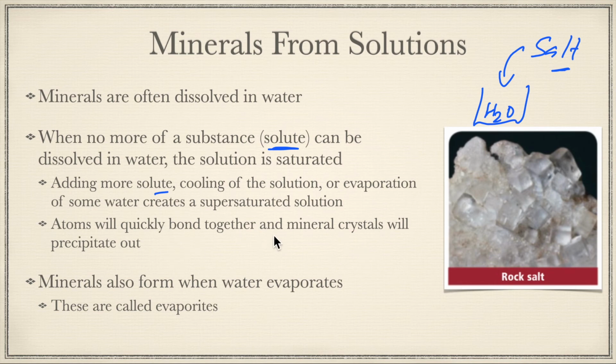Atoms will quickly bond together and mineral crystals will precipitate out. So we maybe get something like this rock salt. Minerals also form when water evaporates. We call these evaporites. You tend to get this around ancient salt lakes and stuff like that. Like the Bonneville Salt Flats, for example, are the evaporites left over after the lake dried up.